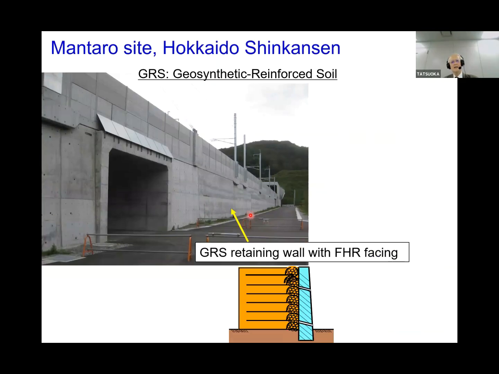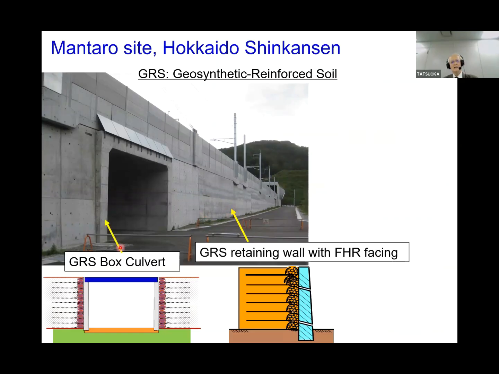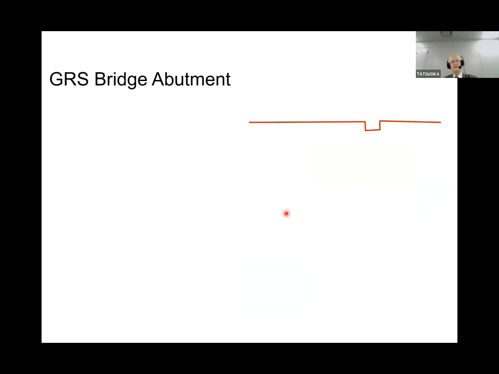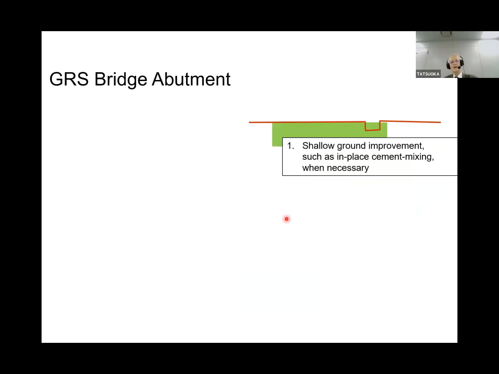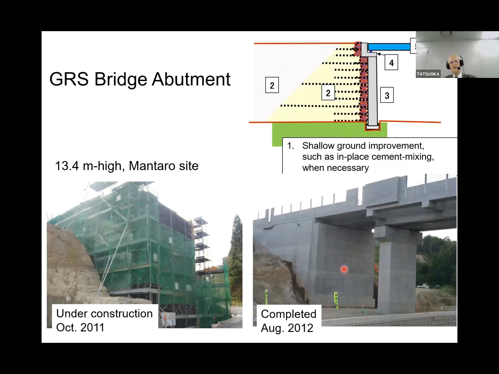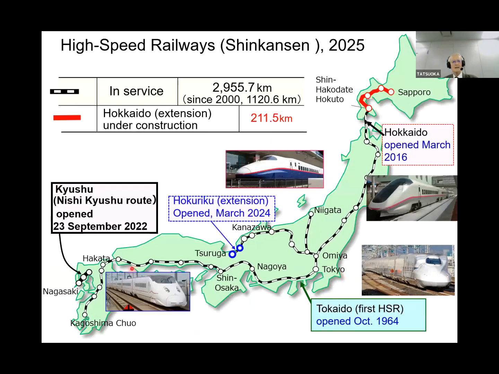This is a cross view of this site. This is a GRS retaining wall. This is a GRS box culvert. Here is the GRS tunnel entrance exit protection, and this is the GRS bridge abutment. So the GRS bridge abutment is constructed in this way. First is shallow ground improvement when necessary, then construction of the GRS wall. At this stage, no facing. This is the view of the structure at this stage. Then third, the full height rigid facing is constructed, and the bearing and a simple girder, then completed. This is a view after the completion.